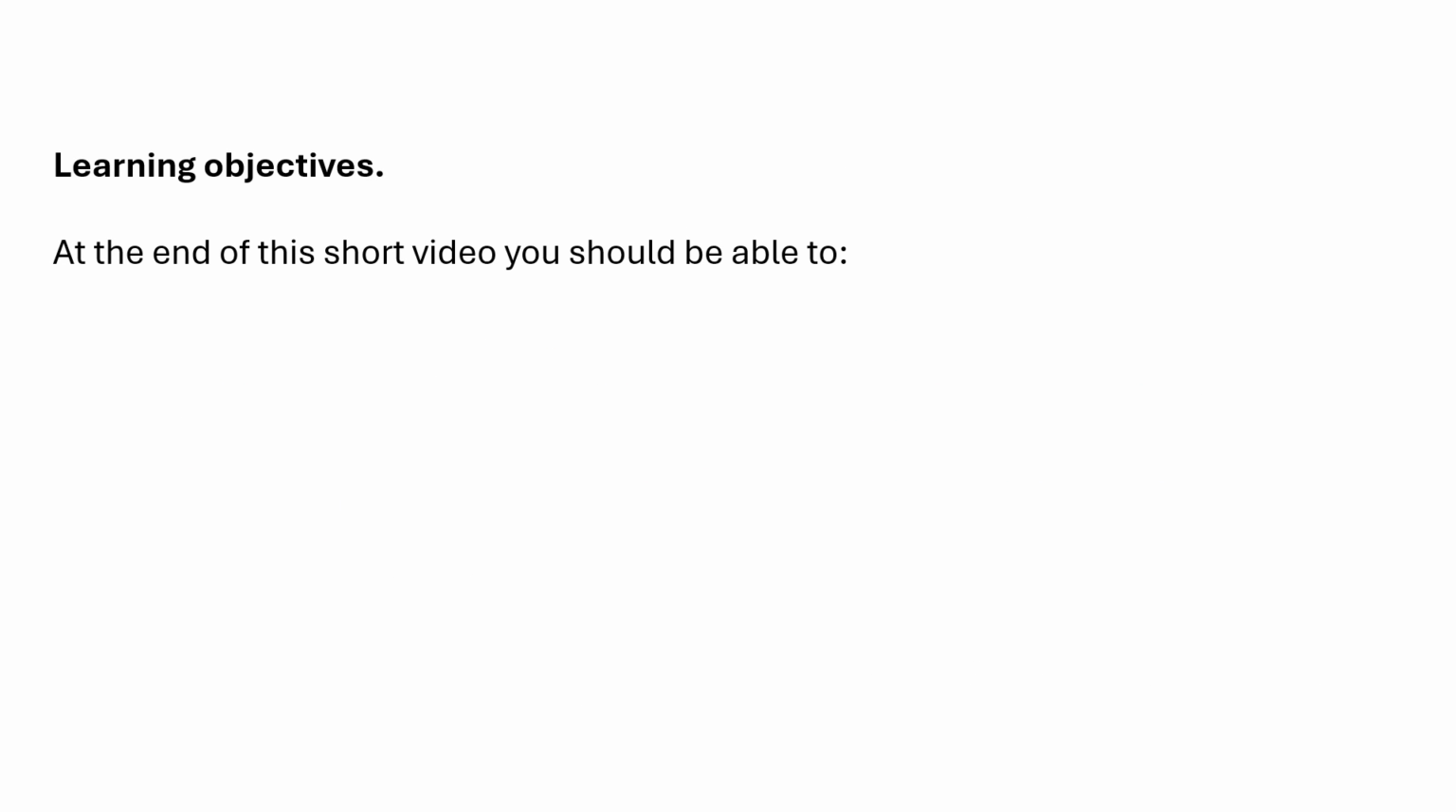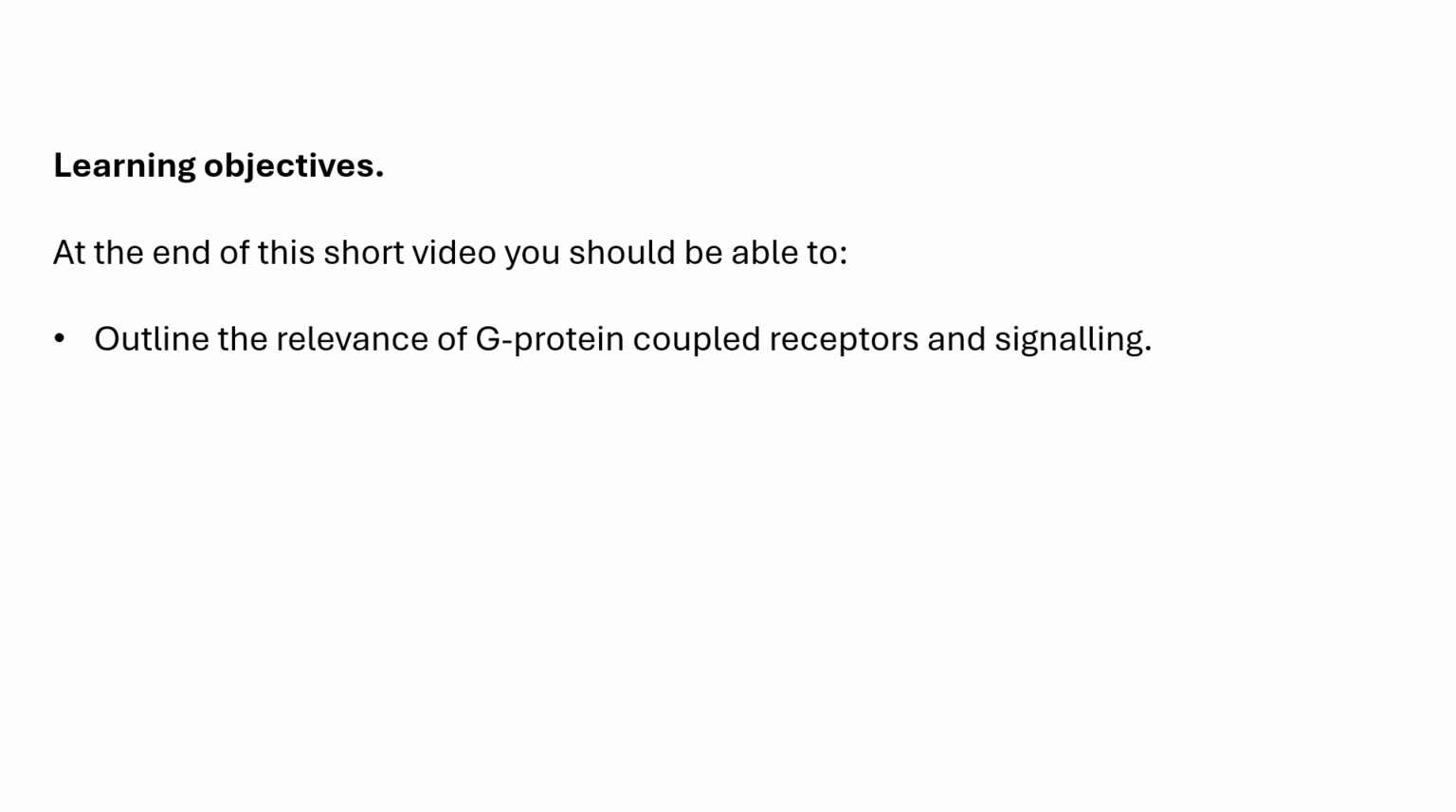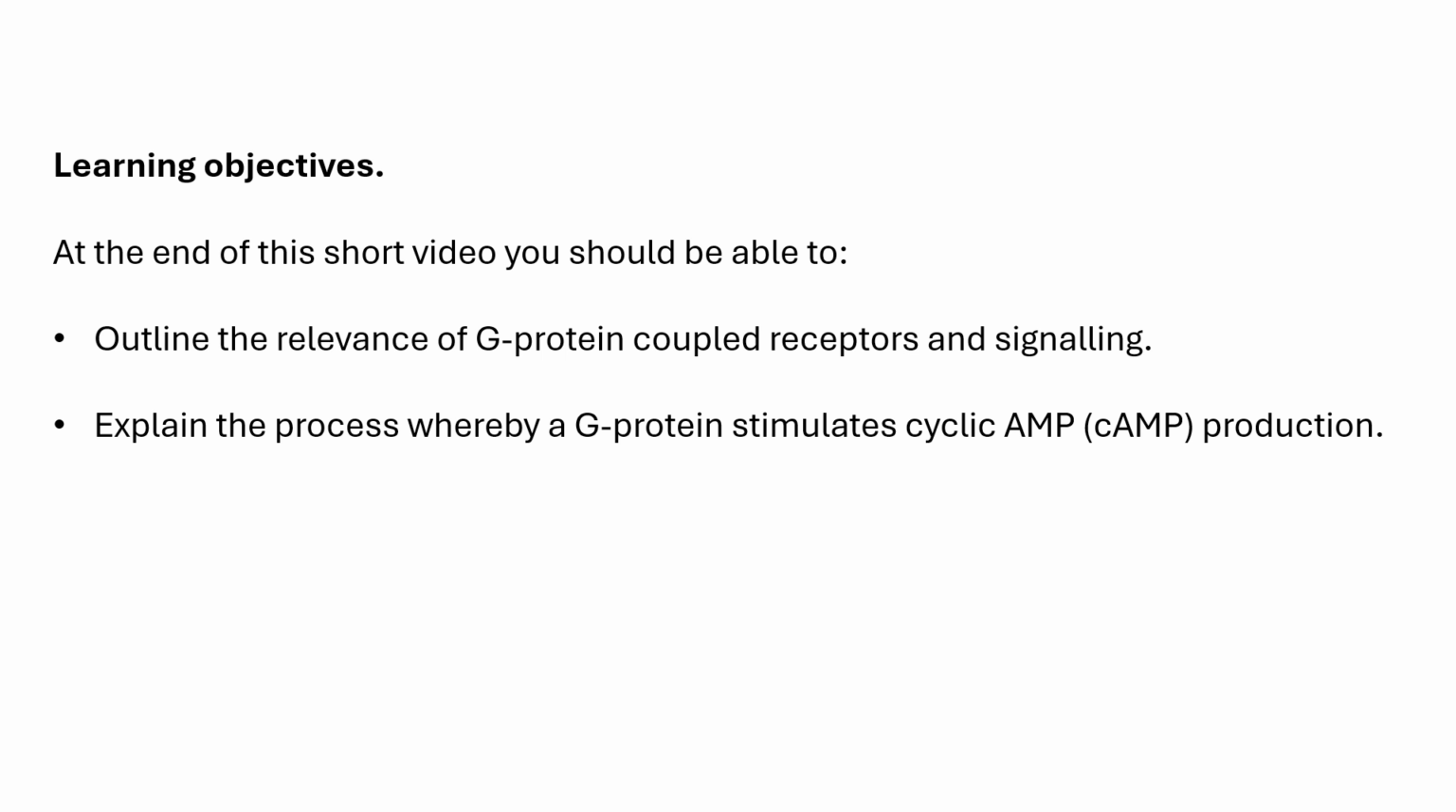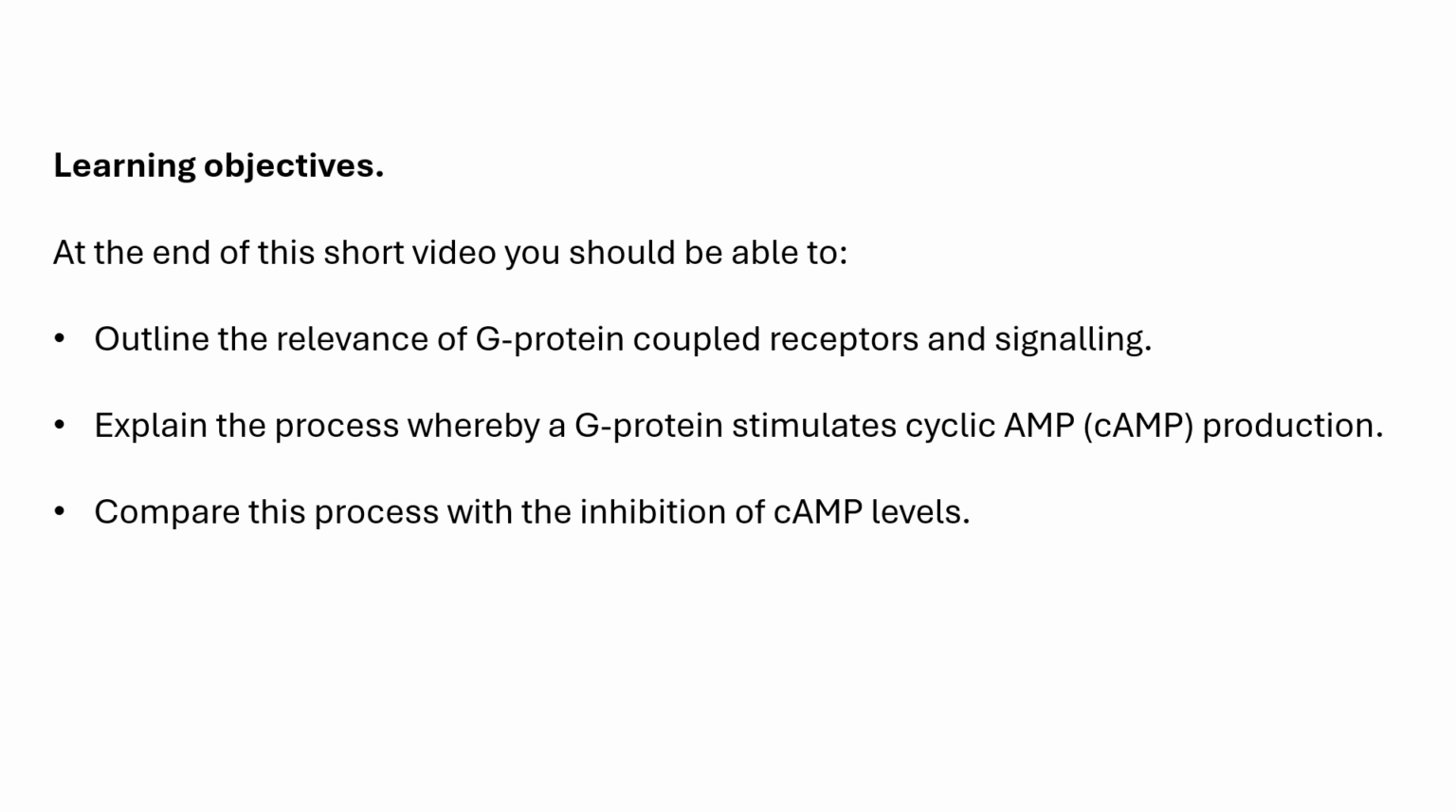So what we're going to talk about during this video is the relevance of G protein coupled receptors and how they act in signalling. We're going to explain the process whereby a G protein, once activated, stimulates something called cyclic AMP within the cell, and compare this process with how a different G protein inhibits those cyclic AMP levels. And then we'll go on to look at how cyclic AMP regulates heart rate.